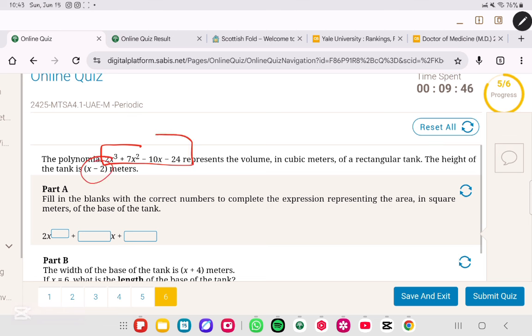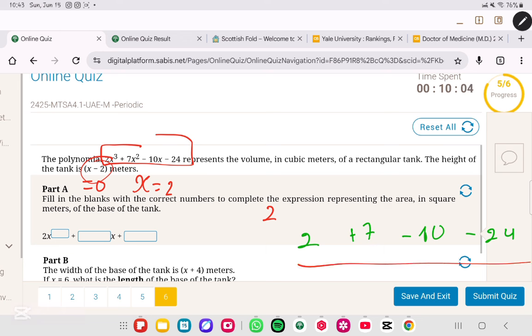Very simply, let's do it by synthetic division. So this is equal to 0. That means x is equal to 2. That means our divisor is 2. Now we will put the rest. So 2x cubed plus 7x squared minus 10x minus 24.